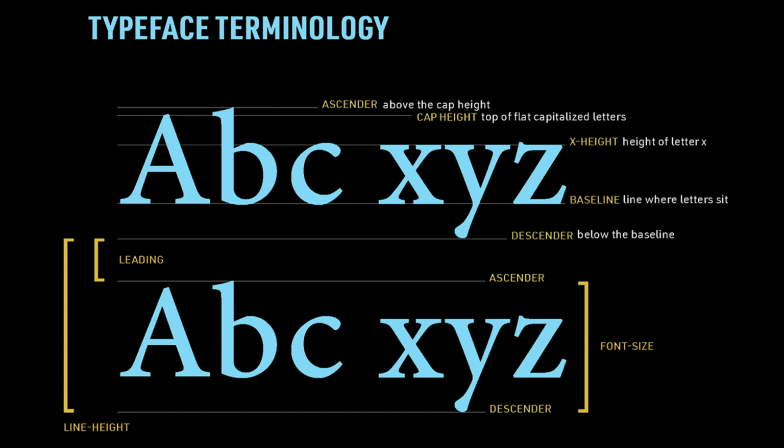The font size is the distance between the ascender and the descender. The line height is the distance between the descender and the descender of the line of type above. The difference between the font size and the line height is the leading. So by adjusting the line height, we adjust the spacing between lines of text.